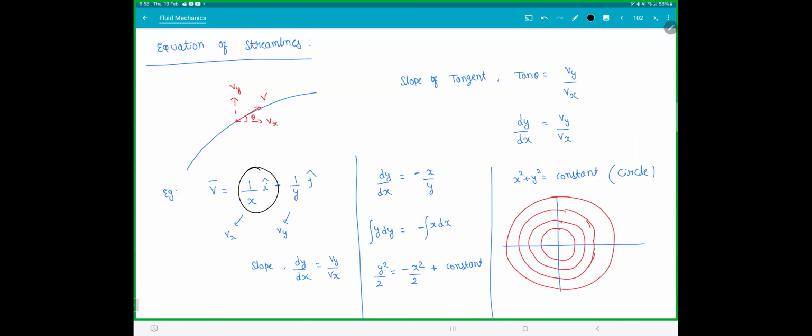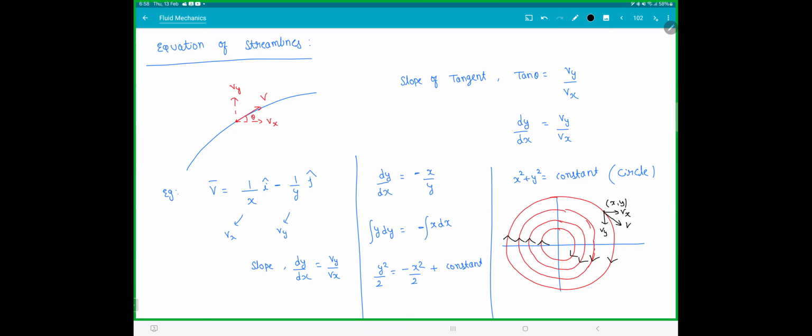Look here. If I put the point x comma y in the first quadrant, is the Vx component positive or negative? If x is positive, i cap is positive, so this is Vx. If y is positive, then Vy is negative. This is Vy. So velocity is flowing this way, right? So the liquid is actually flowing anti-clockwise, no, clockwise.